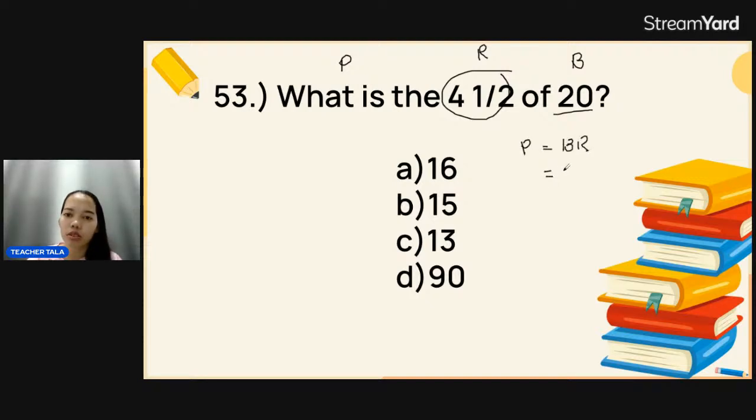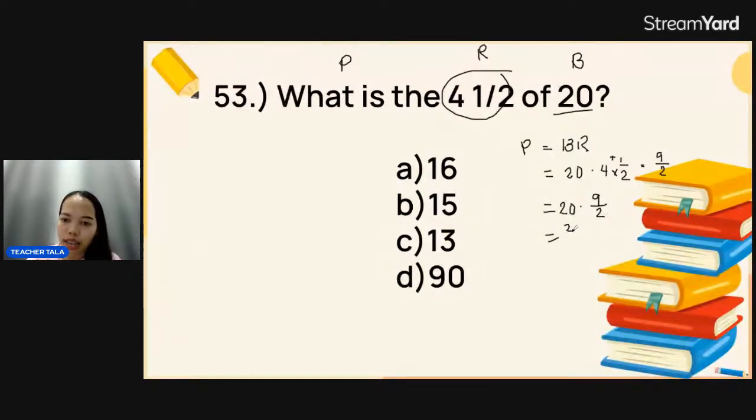PBR. Now, P is equal to 20 times 4 1/2. Now, the fraction. So that will be how to make a mixed number to improper fraction. So 2 times 4, multiply mo si whole number tsaka si denominator. 4 times 2, that's 8. Tapos i-add mo si numerator. 8 plus 1 equals 9. Tapos, i-copy mo lang si denominator, that's 2. So, the improper fraction will be 9 over 2.